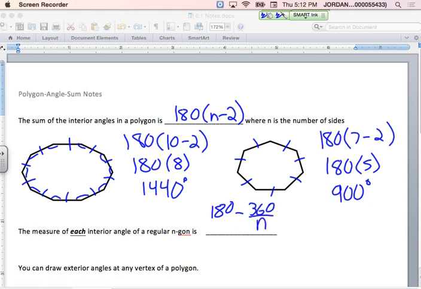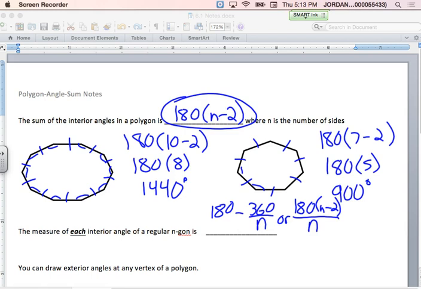360 divided by n. So the way you find each individual angle on the inside is you take the number of sides, divide 360 by it, and then subtract that from 180. That'll tell you what the individual angle on the inside is. Or you can just take the formula we used for the sum and divide it by n, the number of sides you have. That'll also tell you what the individual interior angle is going to be.